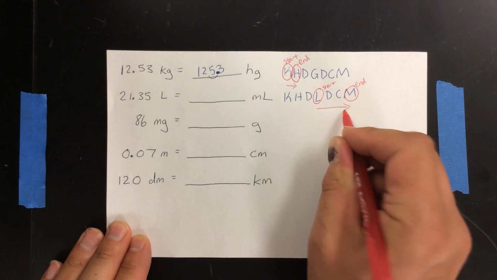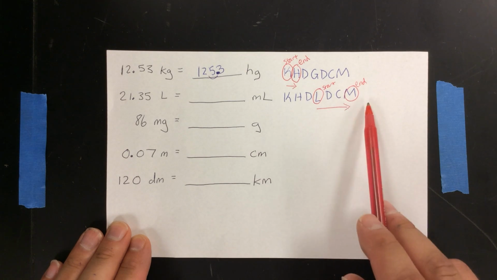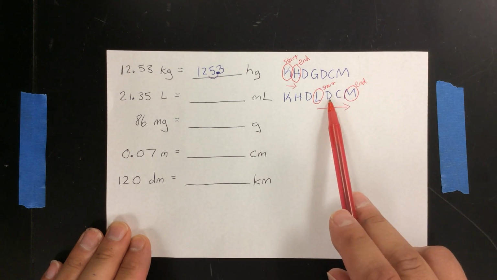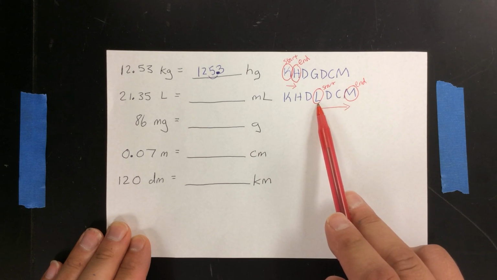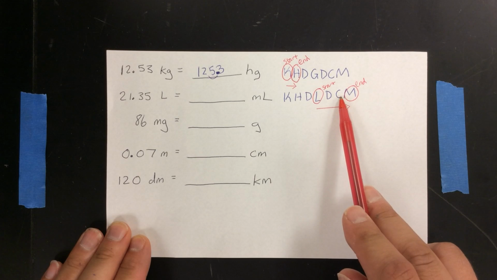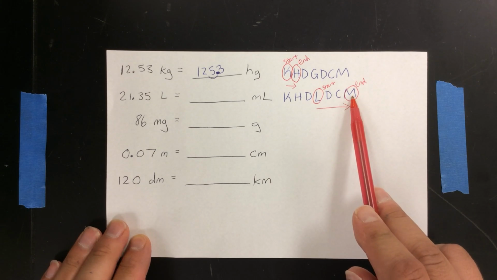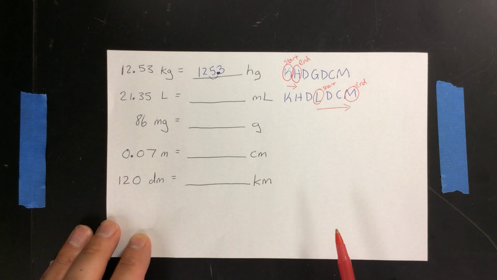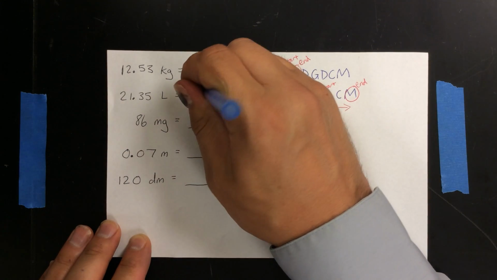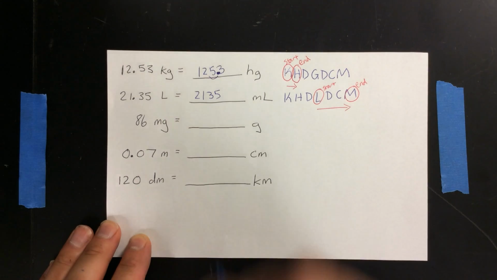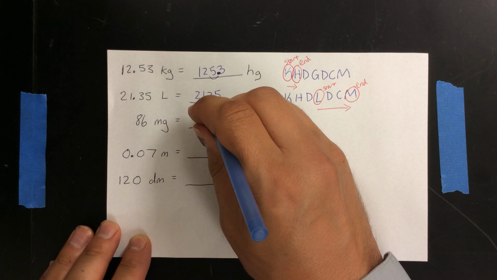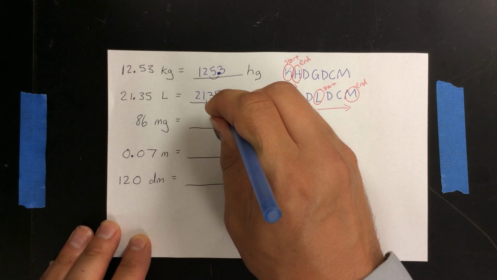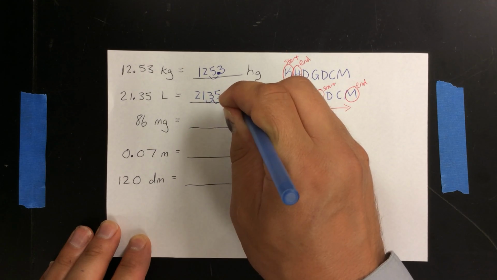Now to go from the L to the M, you notice we have to go 3 letters to the right. 1, 2, 3. You notice I don't count the start letter, right? You're moving 1 to the D, 2 to the C, and 3 to the M. That means we need to move our decimal point 3 spots to the right. So I'm going to write my 2135, and we're going to move the decimal point 3 spots to the right. So here we start. We go 1, 2, 3.